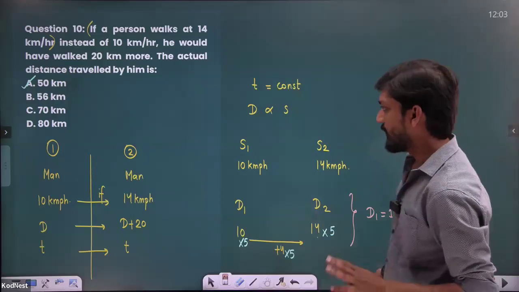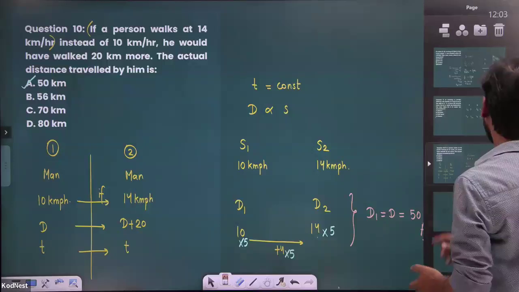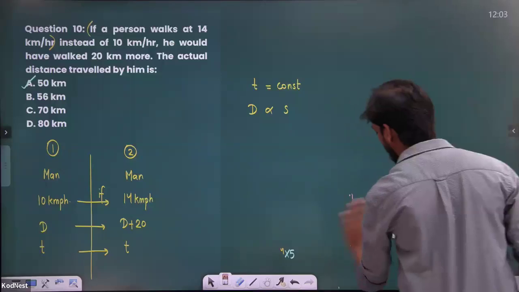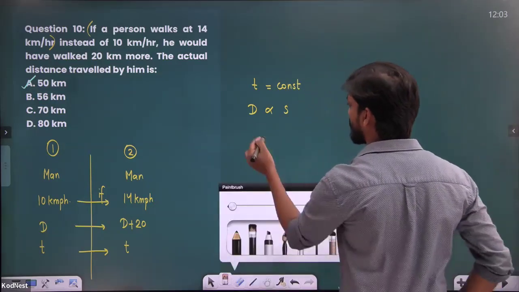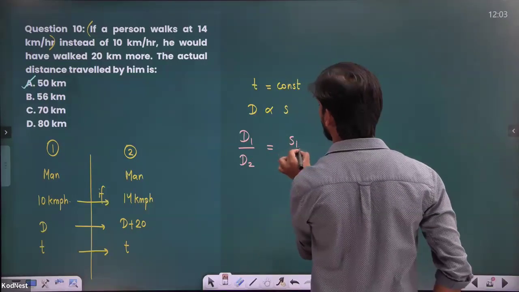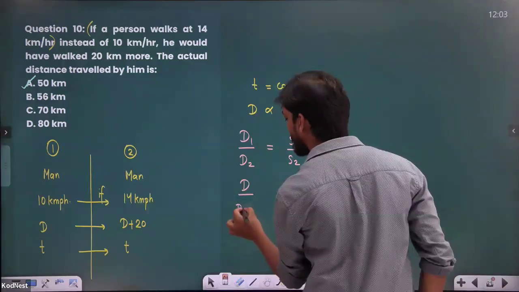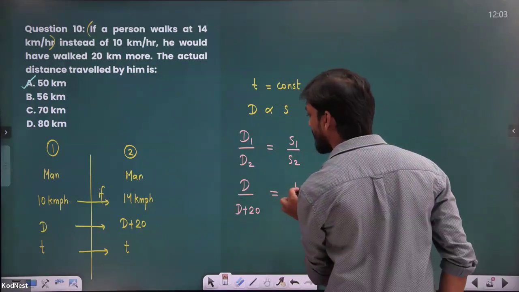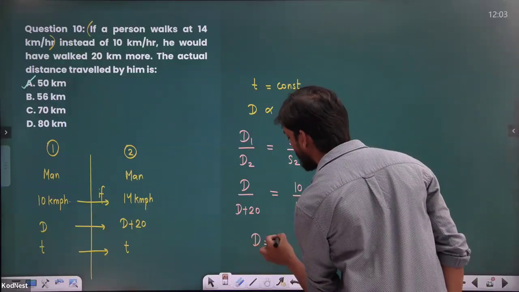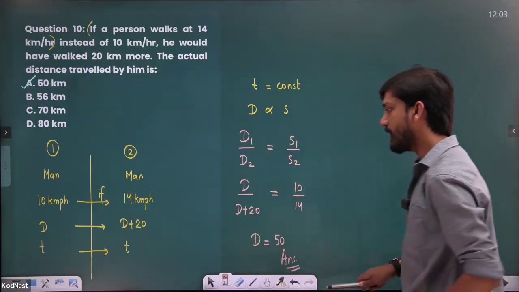All right. So this is solving by the ratio. If I solve it by the proportionality, again same. Just need to write the values, nothing else. So with proportionality, I write the formula d1 by d2 equals s1 by s2. d1 value is d, d2 value is d plus 20, s1 value is 10, s2 value is 14. Solving this, you will get the d value as 50. And that is your answer. So both ways it is correct.